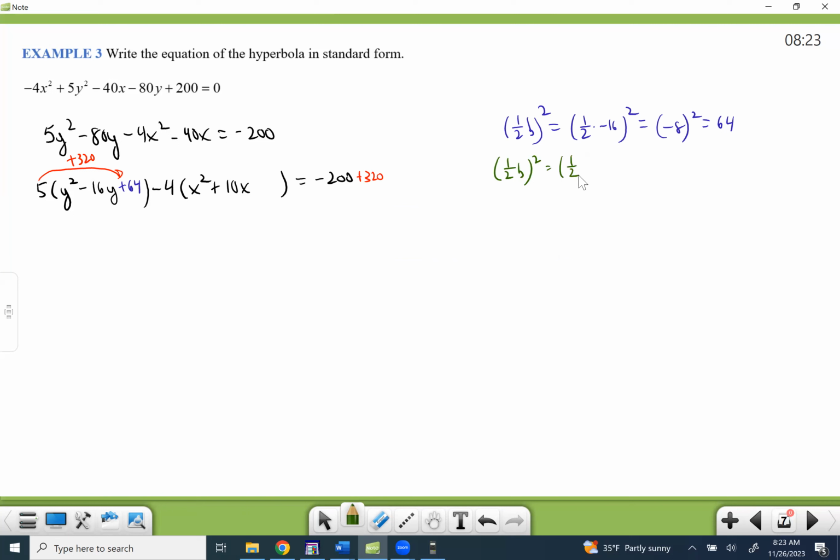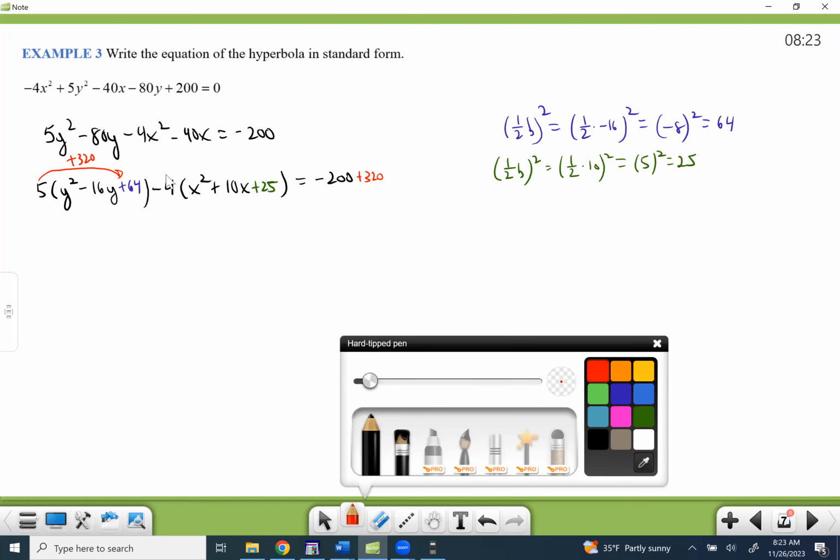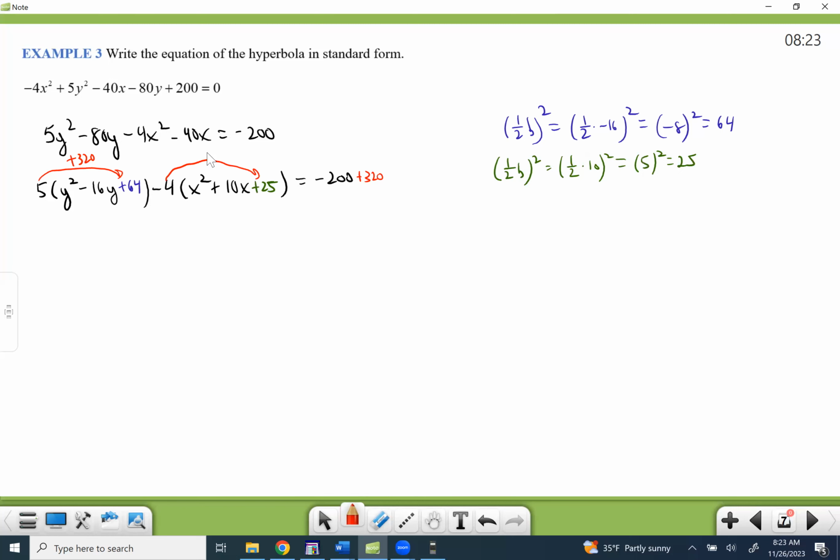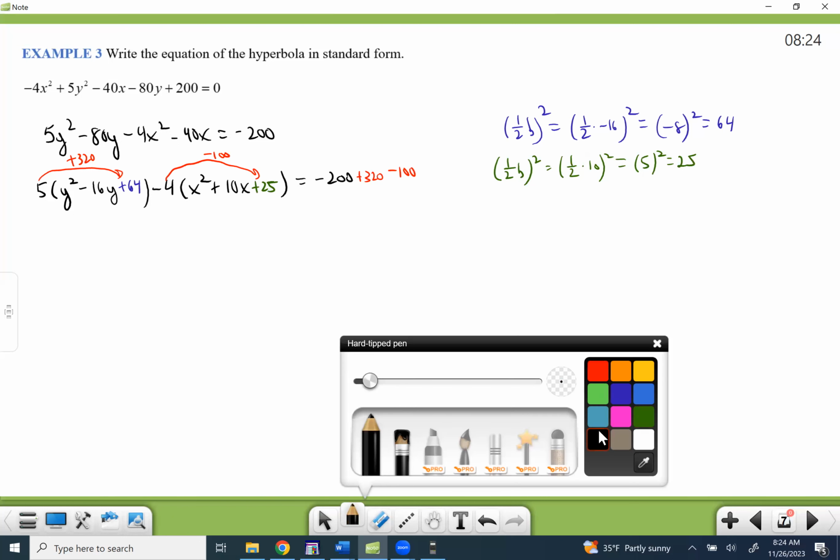All right, let's try it again, but this time with our other b, the b for the x's. So we have to take half of 10 this time. So half of 10 is 5, and 5 squared is 25. But I didn't really add 25. I really added -4 times 25. So actually I subtracted 100 from that side. So I'm going to subtract 100 from this side as well.